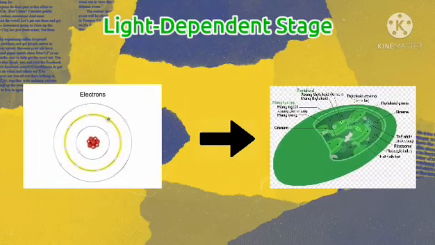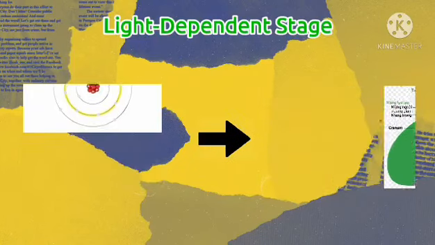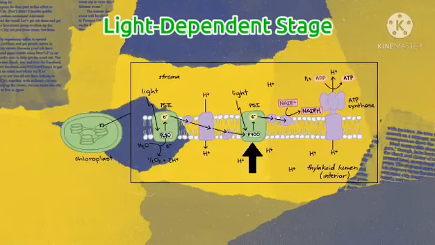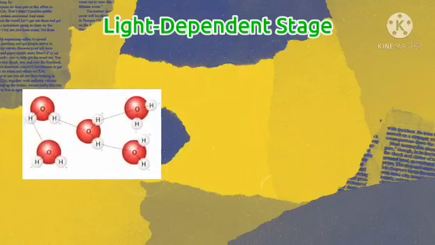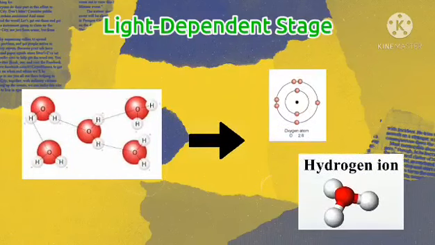As the energy is used, the electron will be accepted by another pigment molecule in photosystem 1. This causes the electrons to break away from the atom of the chlorophyll molecule. Since the chlorophyll has donated its electrons, replacement electrons will come from the split of water molecules. This results in the formation of oxygen and hydrogen ions, wherein the oxygen is released into the atmosphere as a byproduct, while the hydrogen is used for later processes.